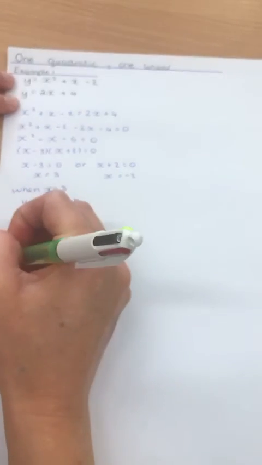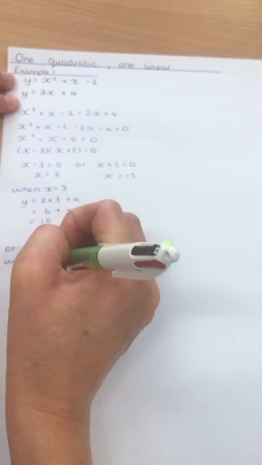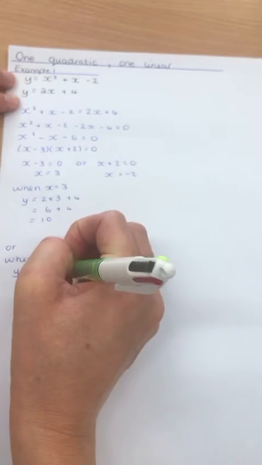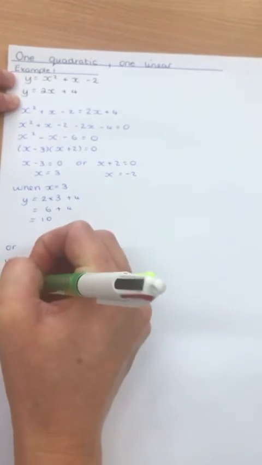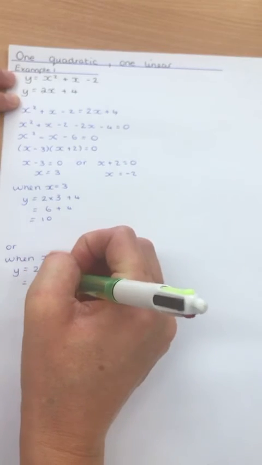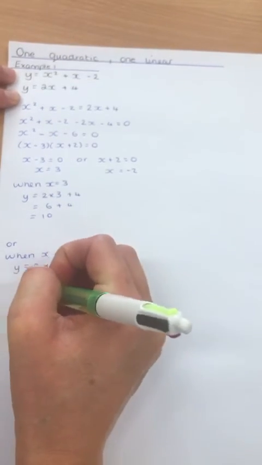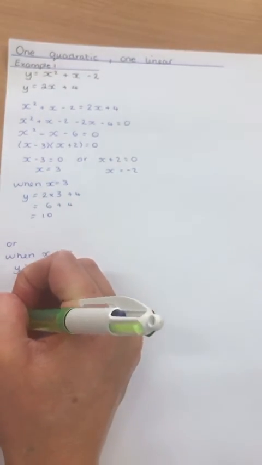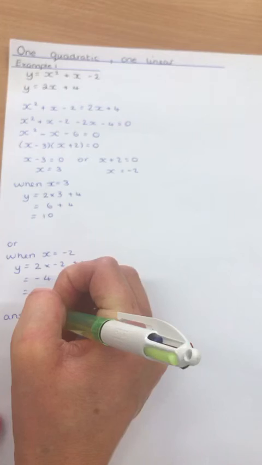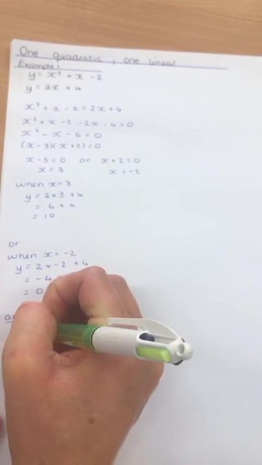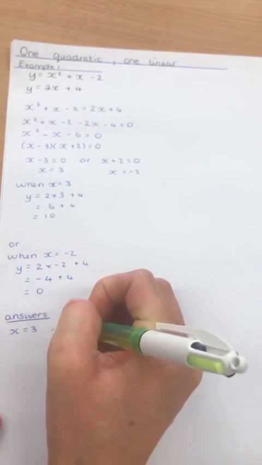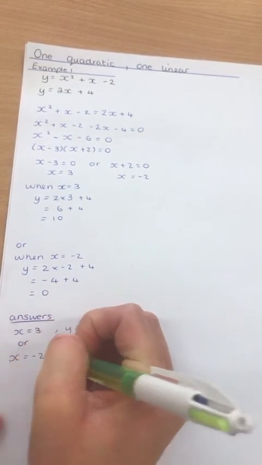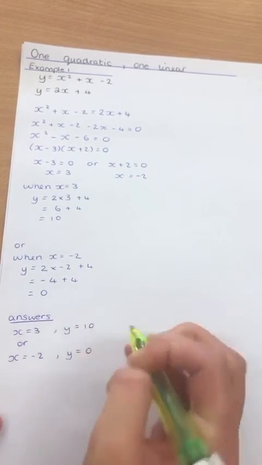Or the other option is when x is minus 2. So y is 2 times minus 2, add 4. So 2 multiplied by minus 2 is minus 4. Add on 4 gives me my value 0. So my answers are x is 3, y is 10, or x is minus 2, which would give y equal to 0.